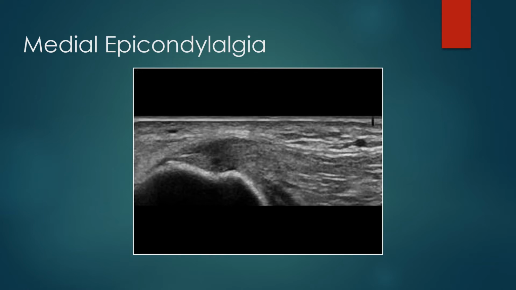So note the area of hypoechogenicity, which is that black hole just distal to the medial epicondyle along the common flexor tendon, which is indicative of that tendinotic condition. So that's why a lot of times we should refer to these as medial epicondylosis and not medial epicondylitis.